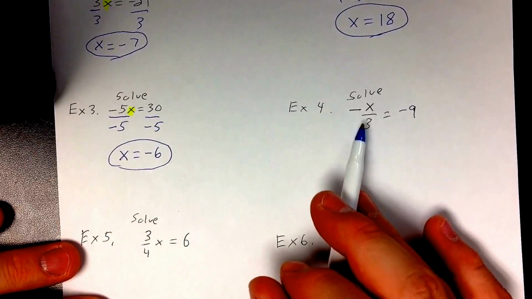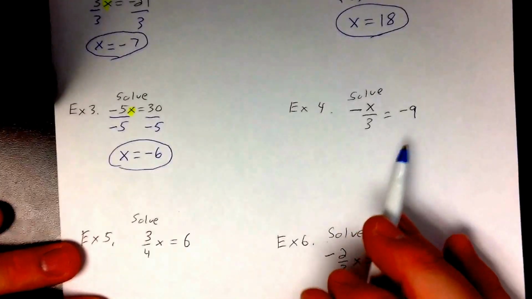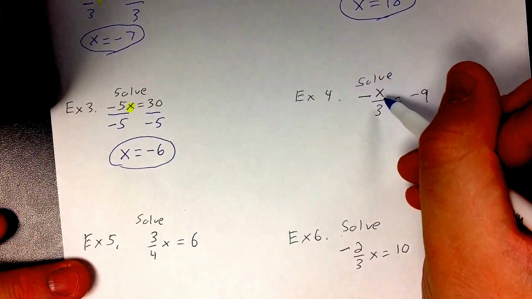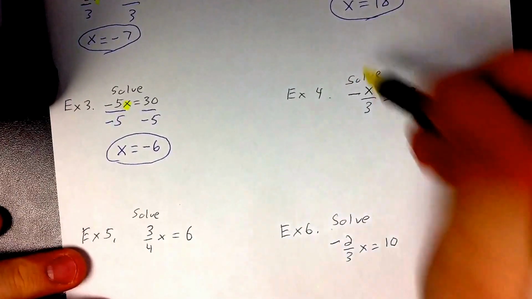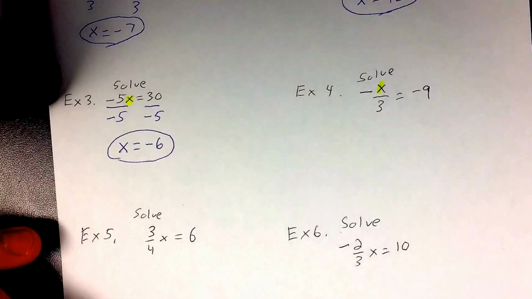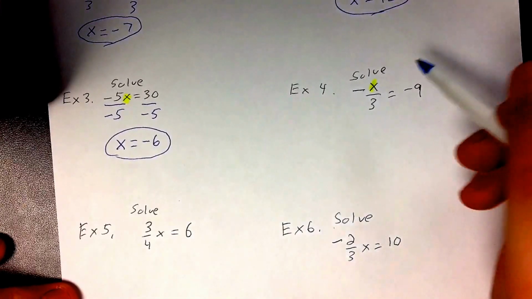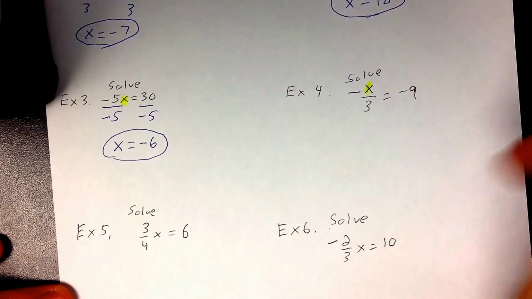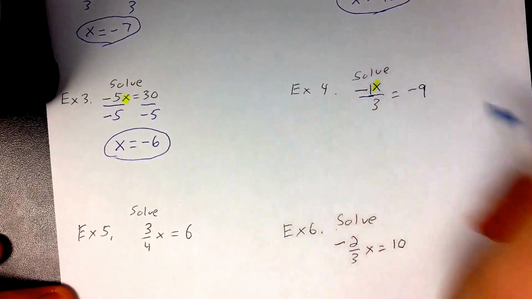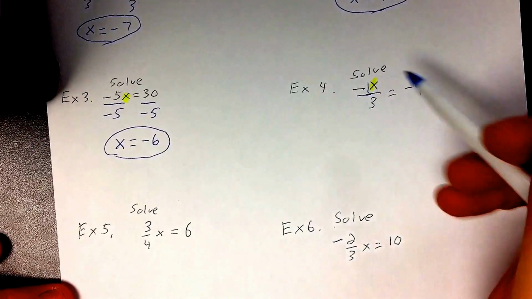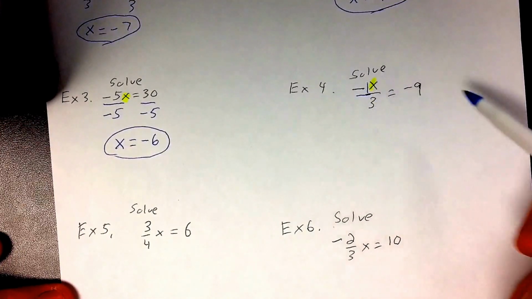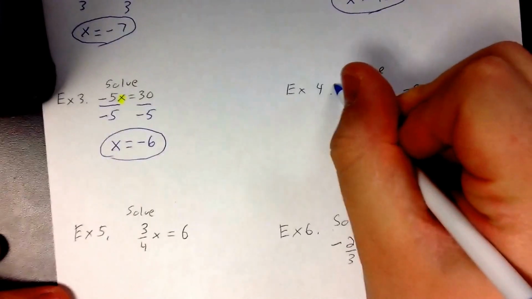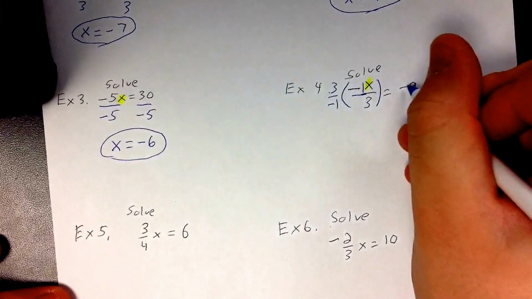Now, example 4, negative x divided by 3 equals negative 9. So, is it an equation? Yes. Which side is the variable on? It's the left-hand side. Is it by itself? Well, no. One reason it's not by itself is because of the 3 on the bottom. Now, when you have a negative sign, you can think of this as negative 1x over 3. If you want to get rid of a fraction, you multiply both sides by the reciprocal. So I'm going to multiply both sides by 3 over negative 1. I just flip it.